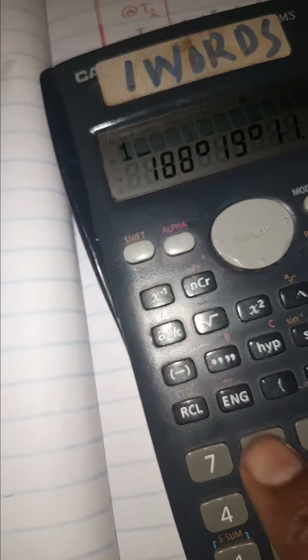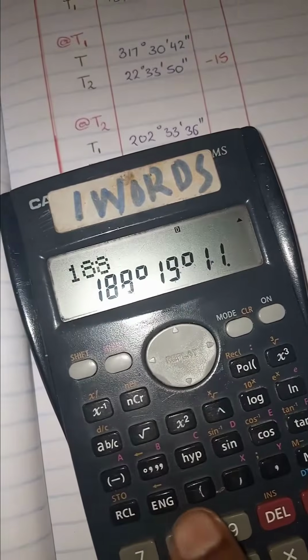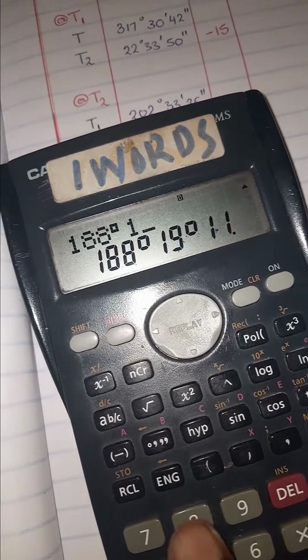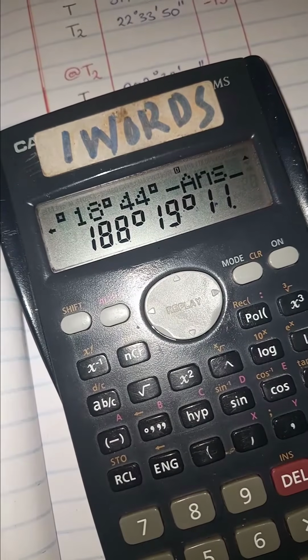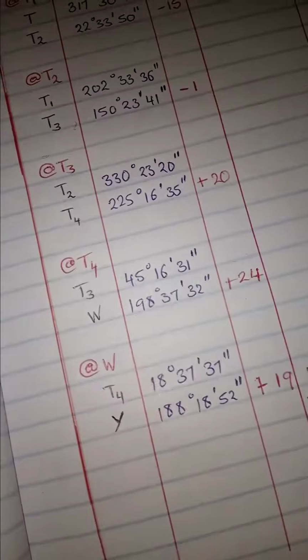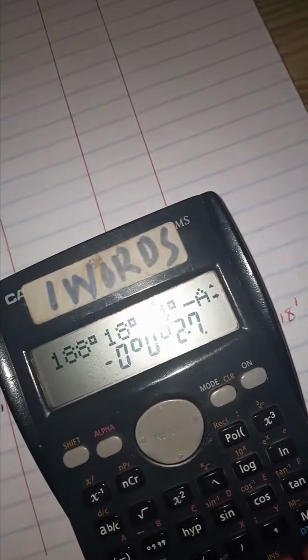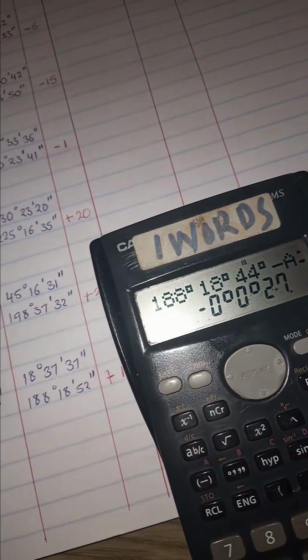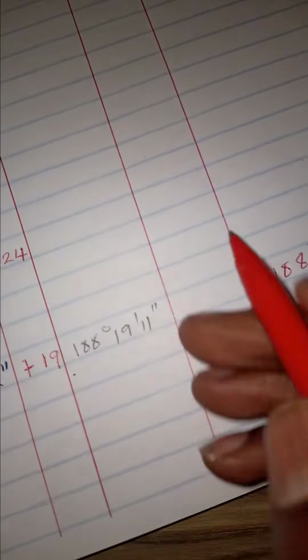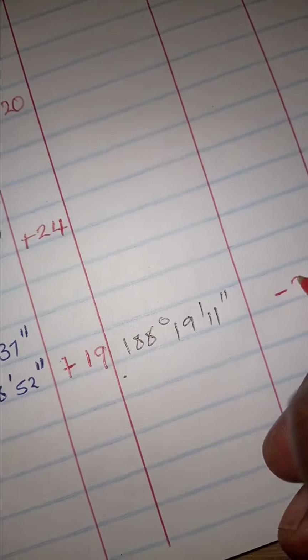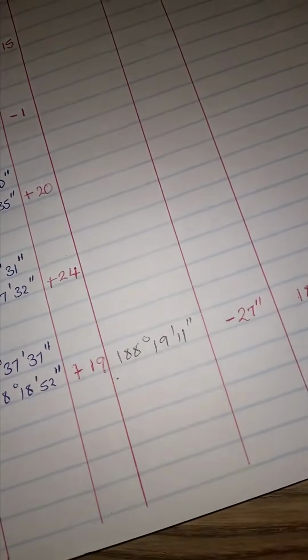So I'll have 188, 18, 44 subtracted from my answer. So a correction of negative 27 seconds was applied on this value. So this is negative 27 seconds. Remember all my values there. So that is the second.